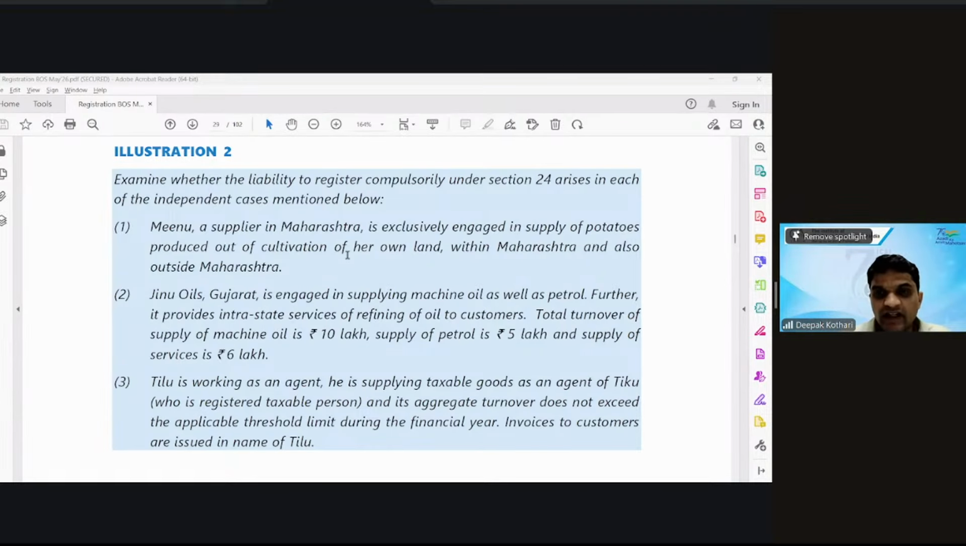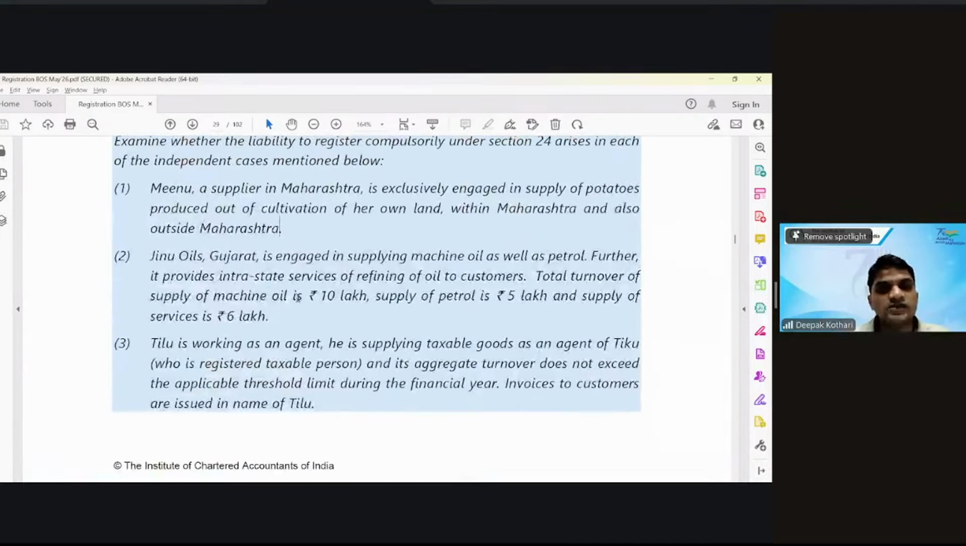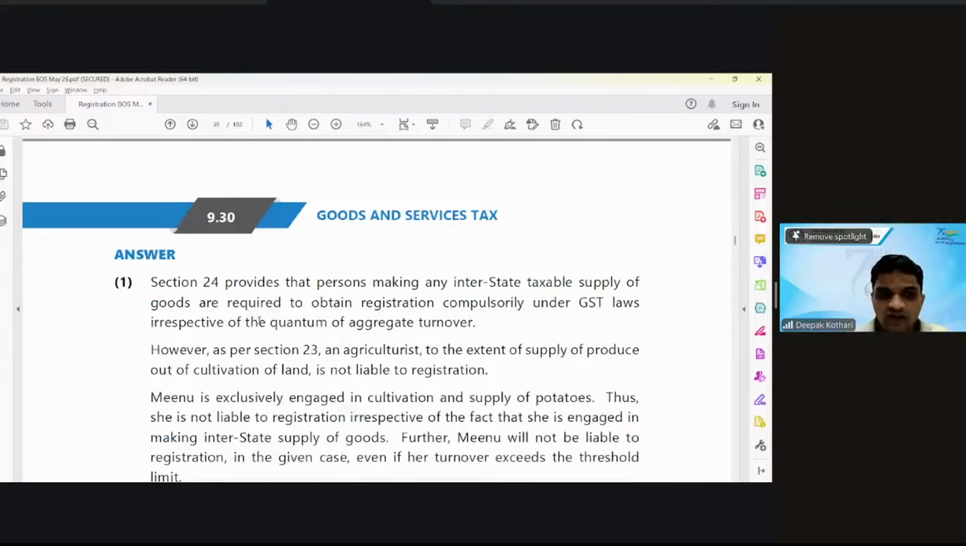Agriculture है so नहीं है. Meenu doesn't require to register because she is doing agriculture produce. Okay. Correct. Meenu is a supplier in Maharashtra exclusively engaged in supply of potatoes produced out of cultivation. Right? So the answer is she is exclusively engaged in supply of potatoes. So therefore, registration is not required.